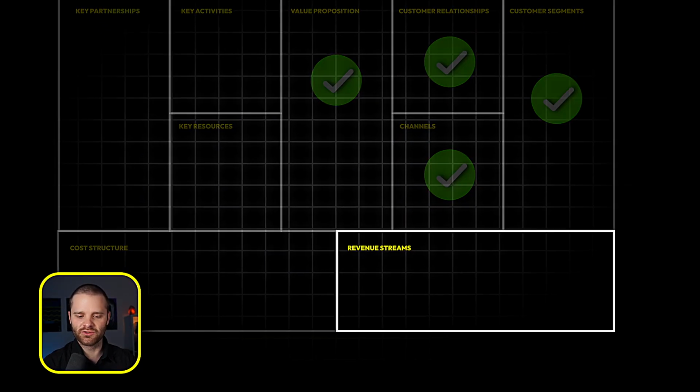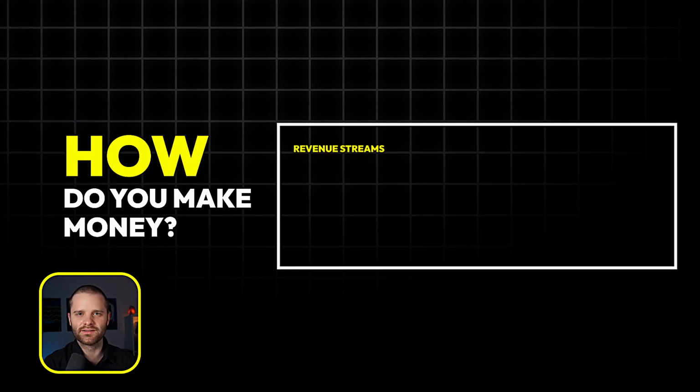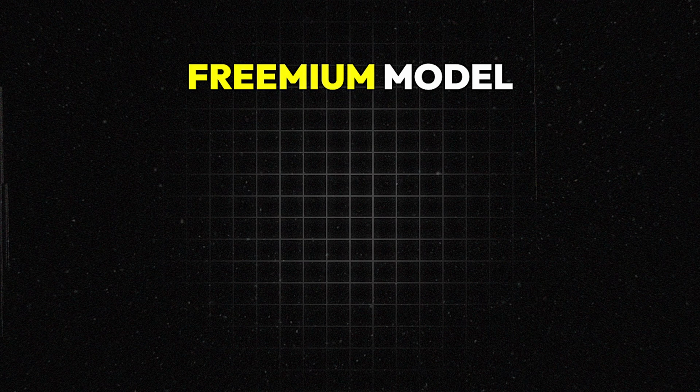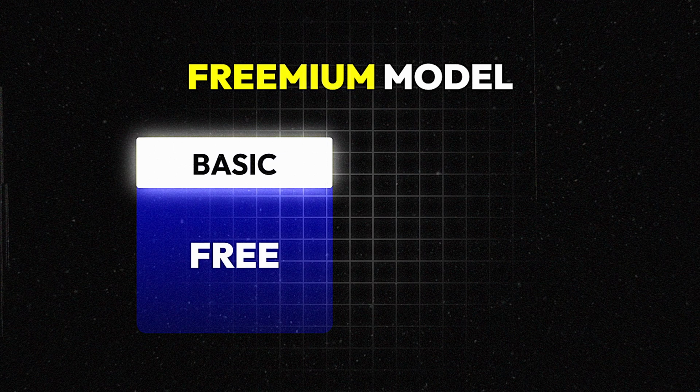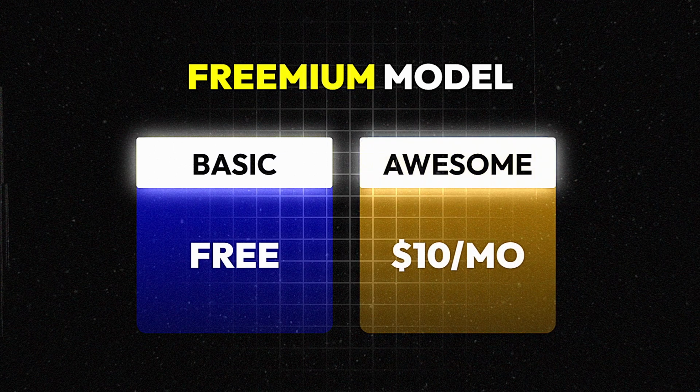Number 5, revenue streams. How do you make money? Is it one time? Is it a subscription base? Is it a freemium model? Buffer used a freemium model, which is great for many startups. So it was free for basic use and $10 for the awesome plan.